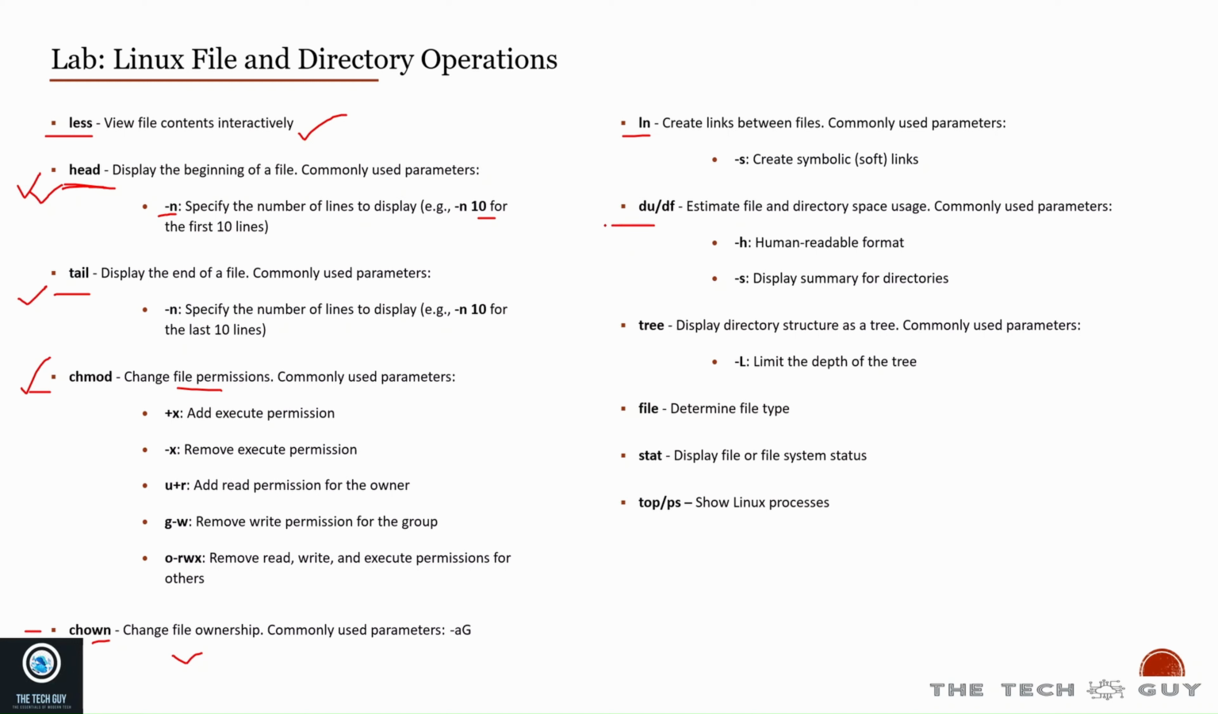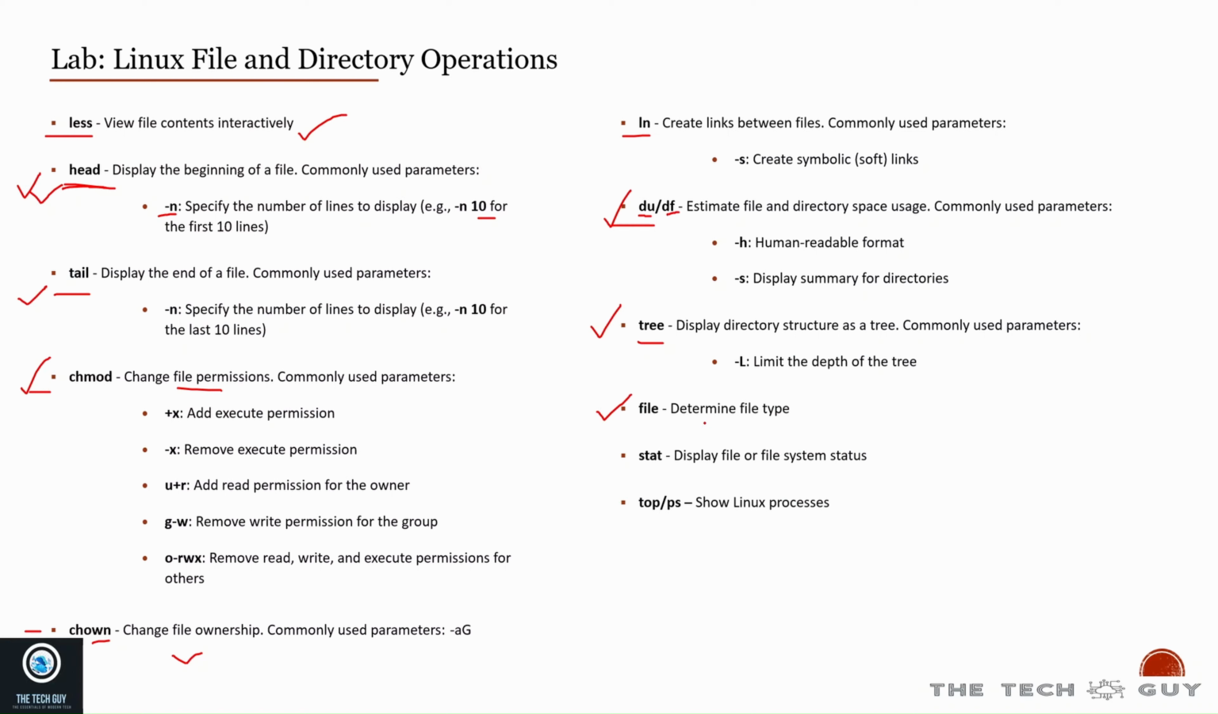Now du and df, you can also check the file system. You can also check the current folder. You can check the size, you can check the status, you can check everything. So du and df help you. So df basically helps you list the file system, and du helps you list the current directory. tree helps you get the tree structure. It's just like dir in Windows.